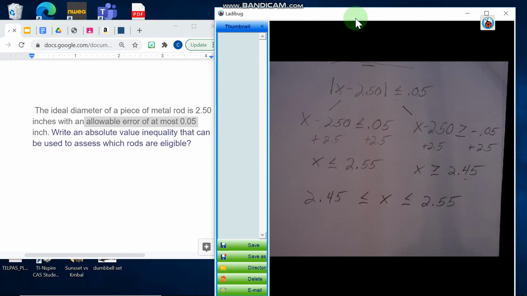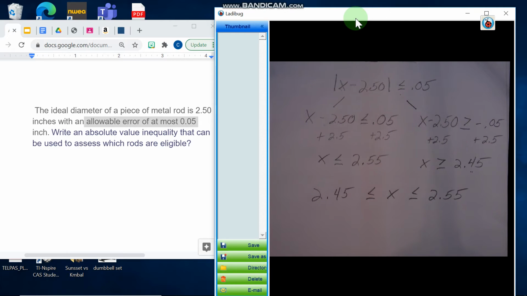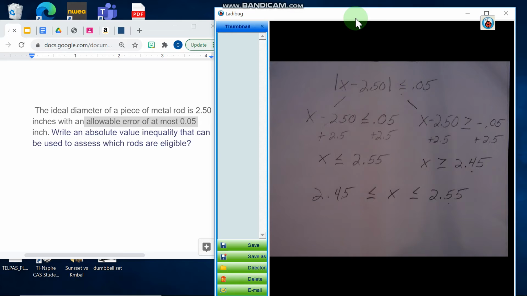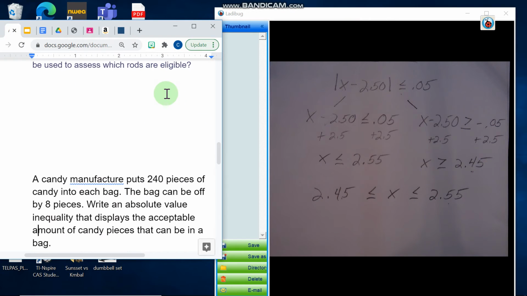2.55. So in terms of the problem, any bar in between those two values or equaling those two values would be eligible, or would be an allowable rod. There you go. In the video, we start out with a compound inequality, and I'll do the next one that way. So let's check out the next one.